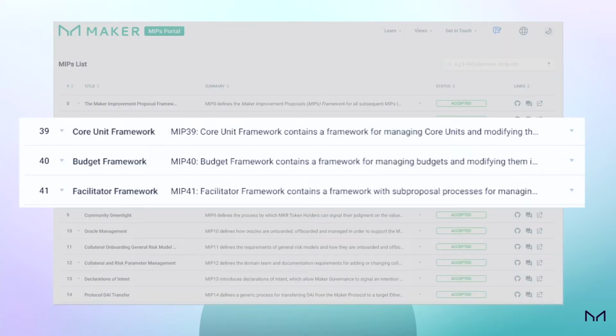The core unit framework is specifically 3 MIPs. They are MIP 39, which is the overall core unit framework, but more importantly, it defines the mission of any core unit applying to MakerDAO. The second one, or MIP 40, is the budget framework. That's the MIP that requests a specific budget to accomplish a specific goal that MKR holders have to approve. And then the last one is the facilitator framework, which simply defines who is leading the core unit, the individual.